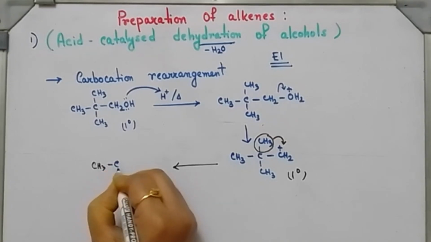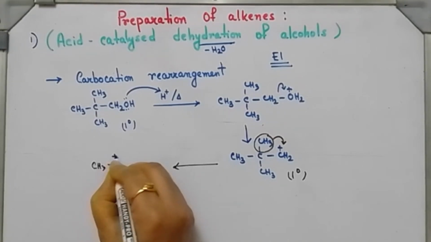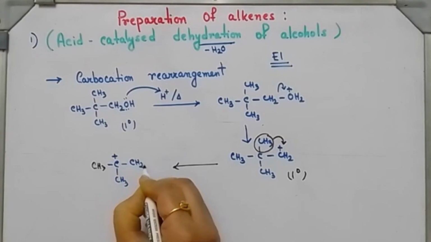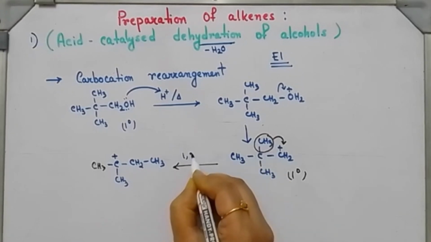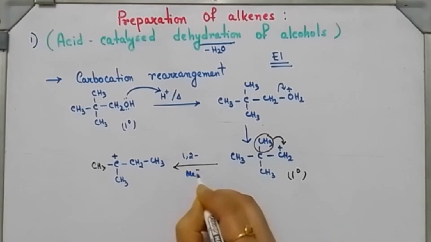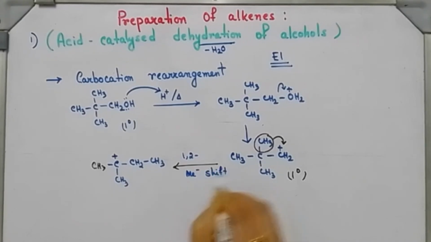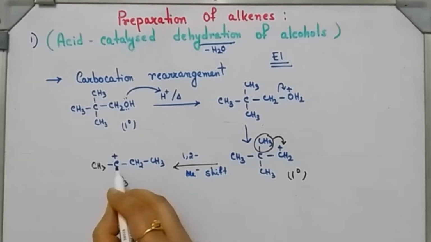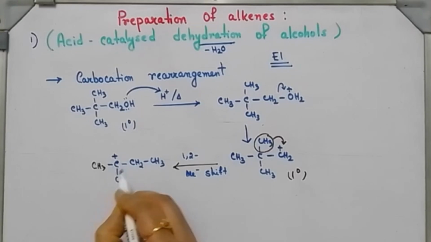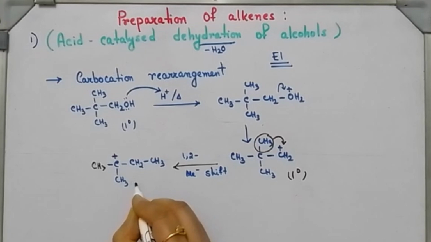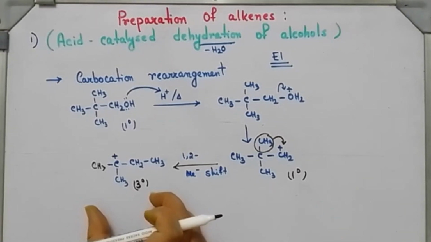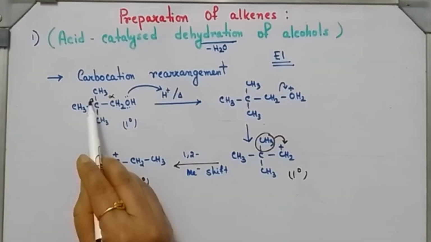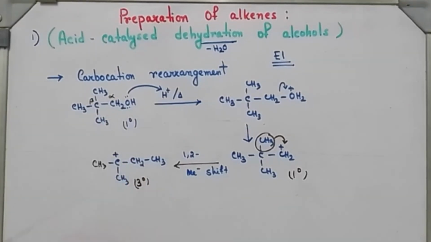to form CH3 plus here, CH2CH3. So what is happening here? A 1,2 methyl shift is taking place. Carbocation rearrangement is taking place. Now this carbon is attached with 3 more carbon atoms. So this carbon is tertiary, and we know a tertiary carbocation is more stable than a primary carbocation. Now we have this more stable carbocation. So after the methyl shift we are getting this carbocation.